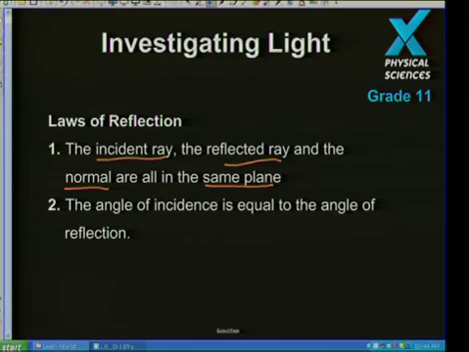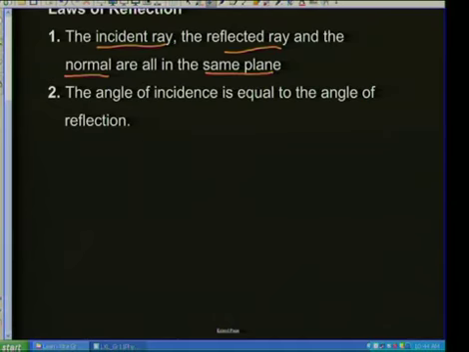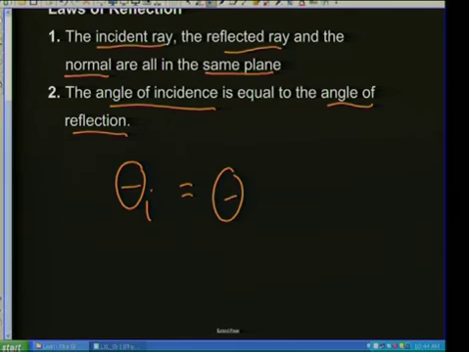Now, the next part is the one that we use most often for drawings and calculations, and that tells us the angle of incidence is equal to the angle of reflection. We would say that theta i is equal to theta r.